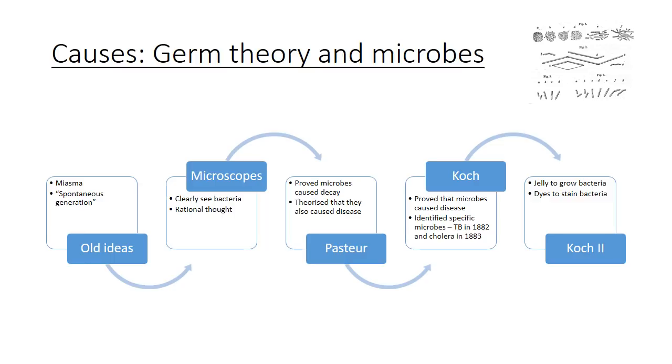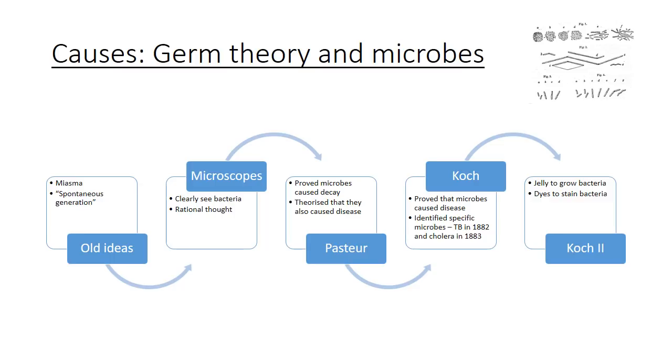Now, this was taken a step further by the German scientist Robert Koch, and he actually proved that it was microbes that caused disease, and took that a bit further and identified specific microbes: tuberculosis in 1882 and cholera in 1883. So as that picture on the top right shows, different shaped bacteria were causing specific diseases.